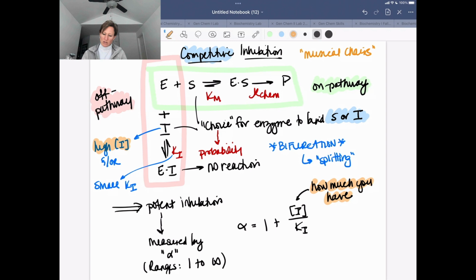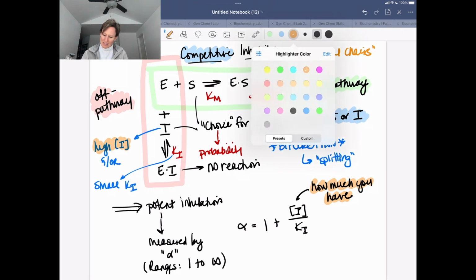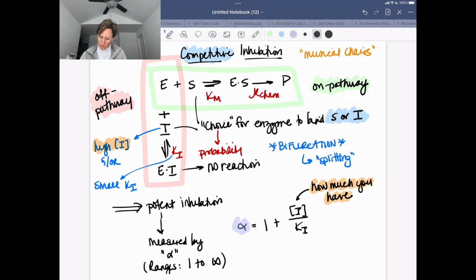Again, looking at how this plays into alpha, alpha is a potency factor. If we want to have a large alpha value, one way to do that is to have a high concentration of inhibitor. So that's going to be 1 plus a high number in our numerator, which is going to add something significant. So it's going to move us towards the infinity side of this range.